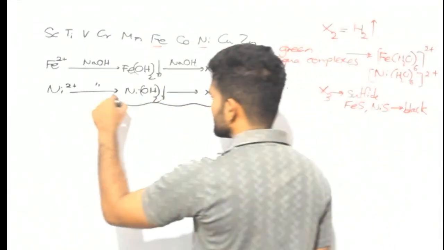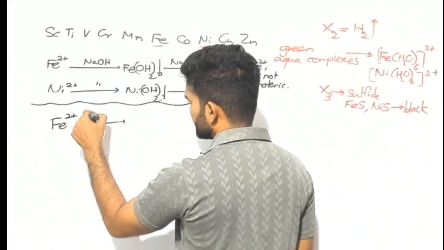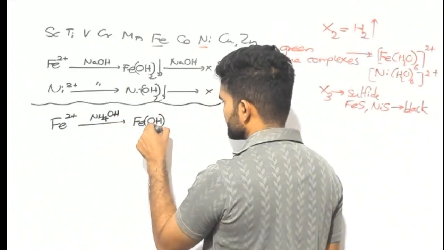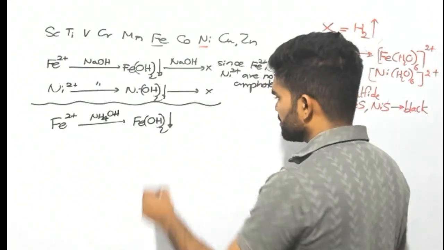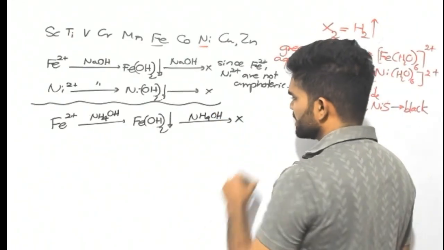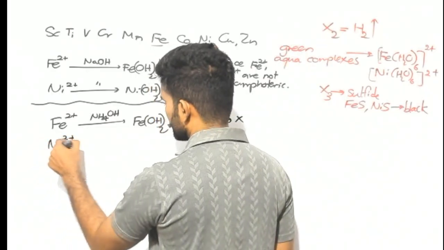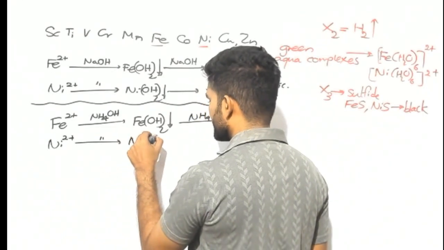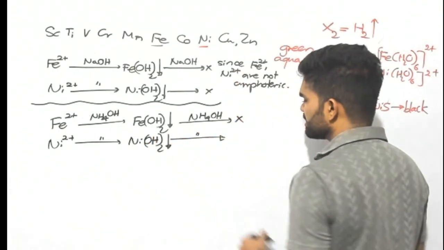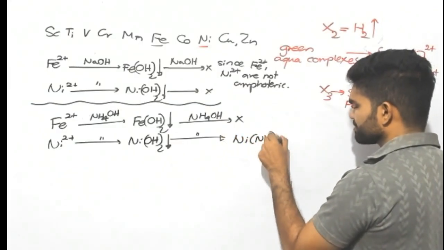But the story changes when you go for the reactions of these two ions with ammonium hydroxide. When you add ammonium hydroxide, ferrous will give you ferrous hydroxide, just like earlier, a dirty green precipitate. But when you add further ammonium hydroxide, it is not going to dissolve. But if you take nickel, I hope you remember this part. It is going to give you nickel hydroxide, the same green color precipitate it gave earlier. And with further ammonium hydroxide, it is going to give you an amine complex.